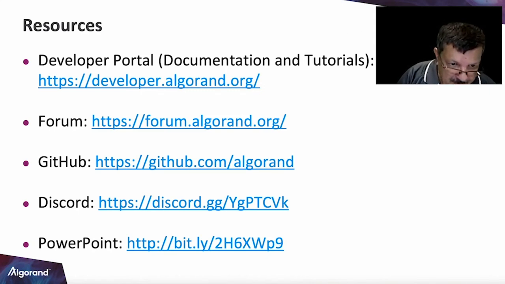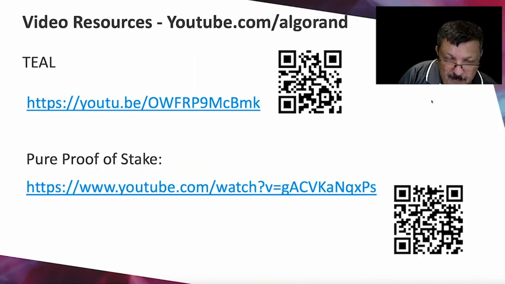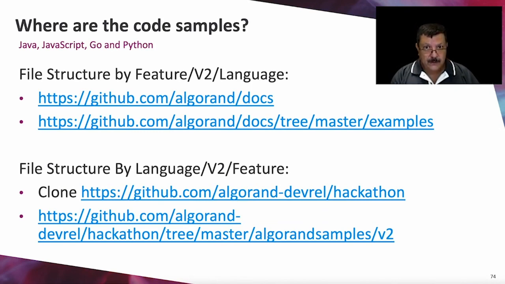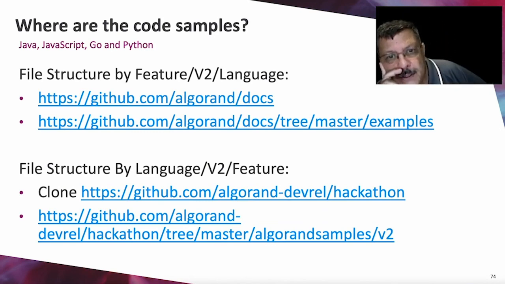The resources: today's PowerPoint, you can see the bit.ly address at the bottom. You also have forums and Discord, and a couple of good videos to watch, one on TEAL and one on Proof of Stake. And this is where the code is. Where's the beef, right? So here's the code. Under the developer site, there's a GitHub repository for Algorand docs, and on the GitHub repository for Algorand DevRel, there's a hackathon repository.